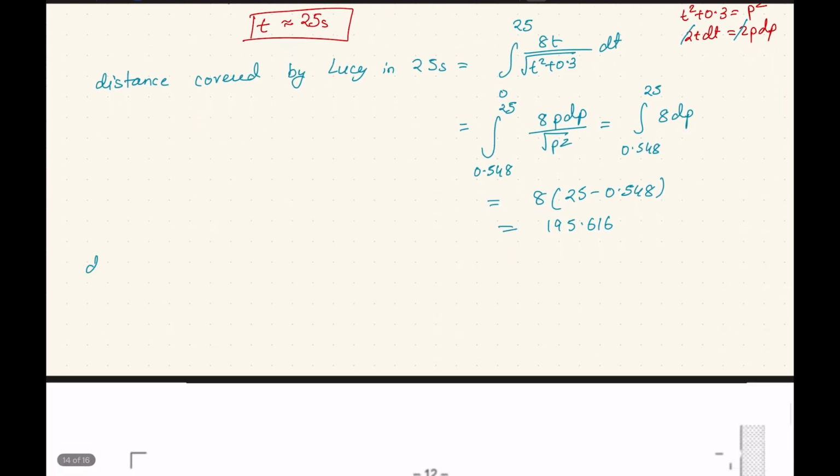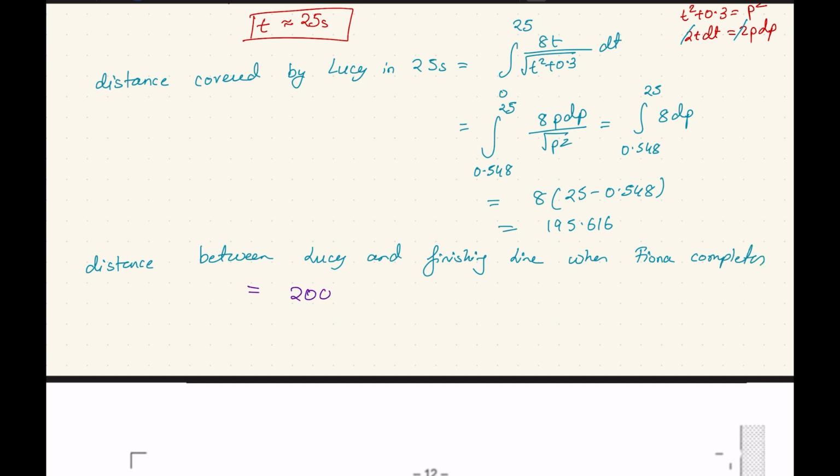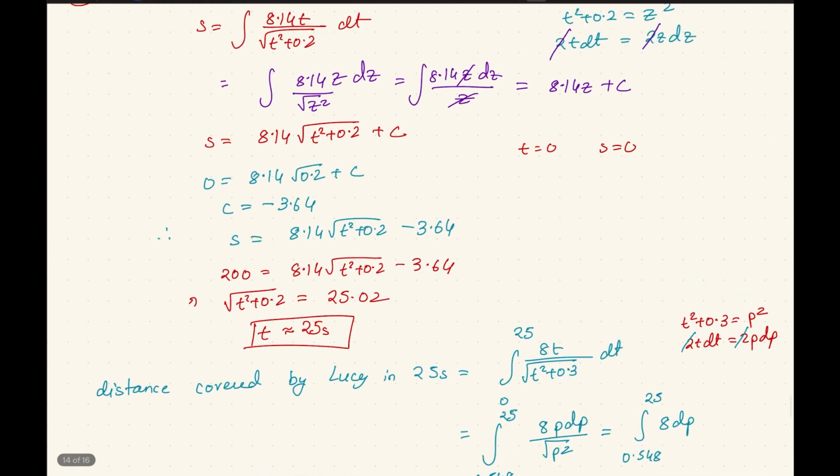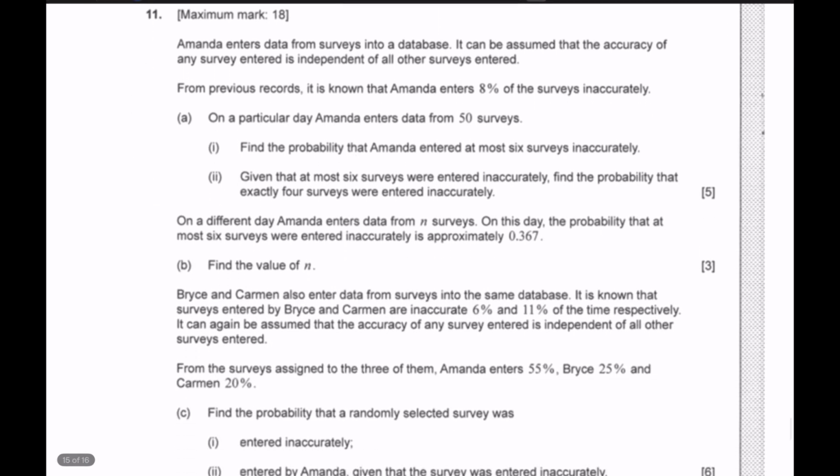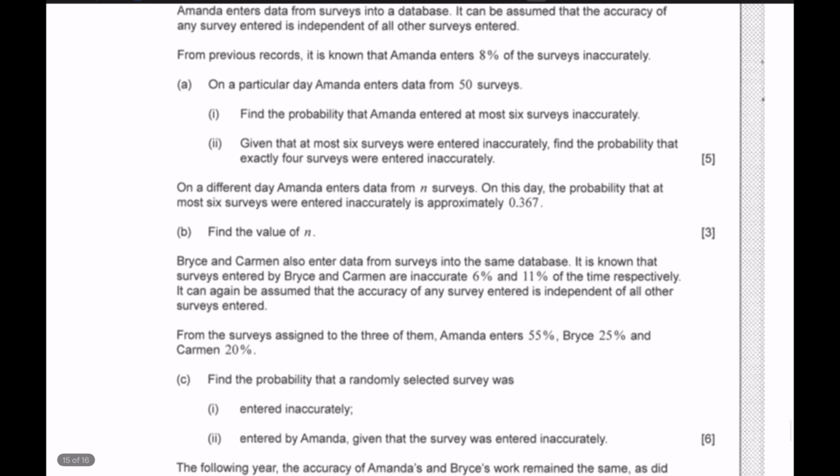So now the last thing which we have to do is to find the distance between Lucy and the finishing line when Fiona completes the race. This will be 200 minus 195.616, which is 4.384 meters. So that was a pretty close race. With that, we are done with the first question of section B. Now coming to the second one, this is, I think, completely based off statistics.